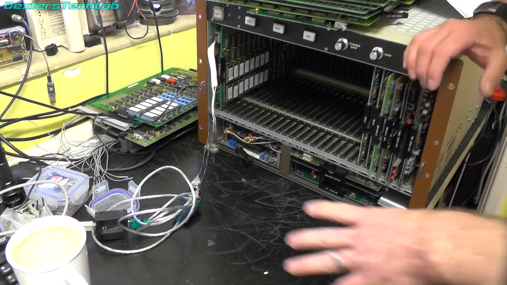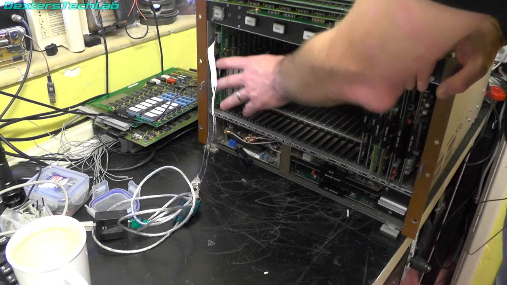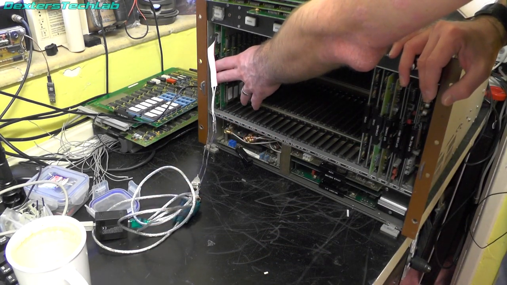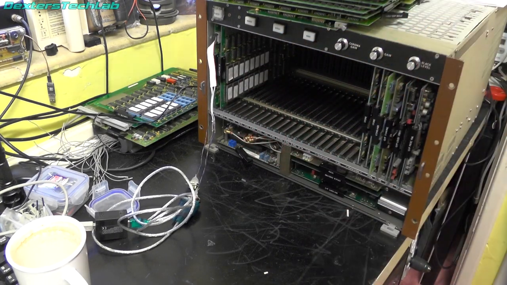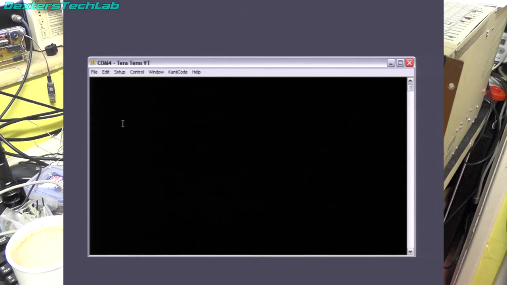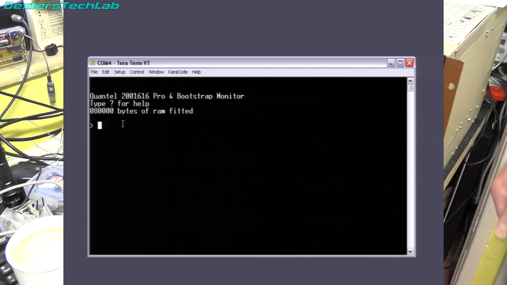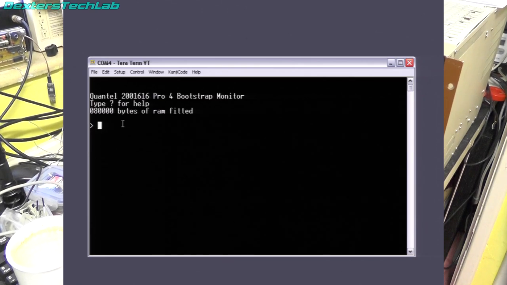Now we can actually turn this on. We don't need the other cards in because this actually isn't trying to talk to these cards yet. It's just dropping into the diagnostics console. So we can power this on. And there we have the diagnostics console.